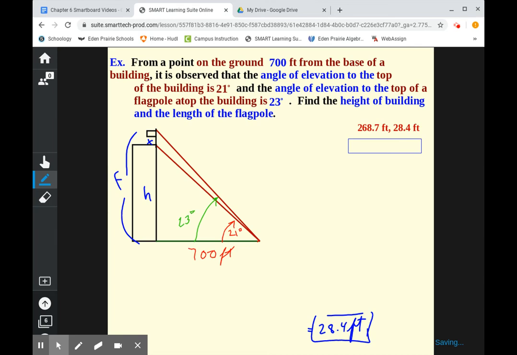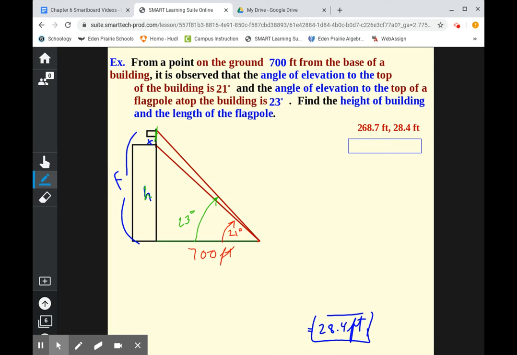Now it says find the height of the building. So if I want to find the height of the building, I'm going to find H. That's this height of just the building. And then they say find the length of the flagpole. Now I'm going to find the entire height from the bottom of the building to the top of the flagpole. If I want to find this length of the flagpole here, I can go ahead and subtract off that full height F and H, and that will give me the height of the flagpole.